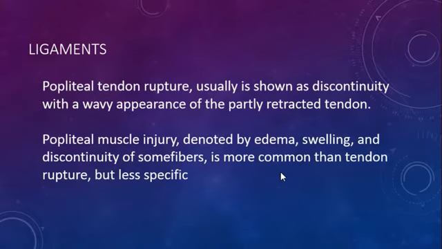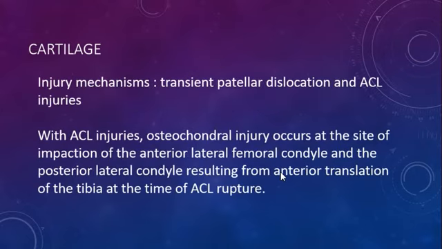Regarding the articular cartilage of the knee joint, the injury mechanisms include transient patellar dislocation and anterior cruciate ligament injury. With ACL injuries, the osteochondral injury occurs at the site of impaction of the anterior lateral femoral condyle and the posterior lateral tibial condyle, resulting from anterior translation of the tibia at the time of the ACL rupture, resulting in cartilaginous injury termed osteochondral fracture.